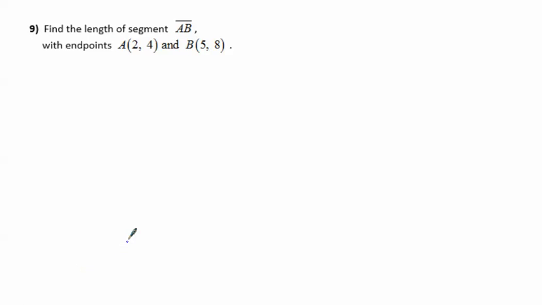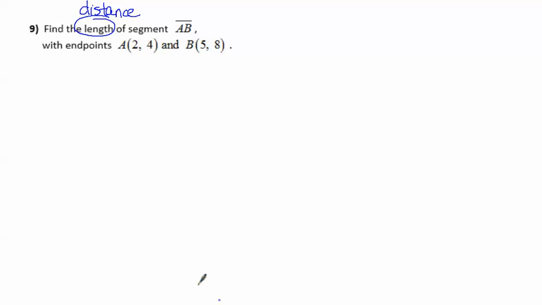The next problem, they're asking you to find the length of segment AB. Remember that length is the same as distance. So they're really asking you to follow the distance formula. When you're using the distance formula, remember you are going to subtract the x's and square it. And then you're going to subtract the y's and square it. And all that goes inside the square root symbol.